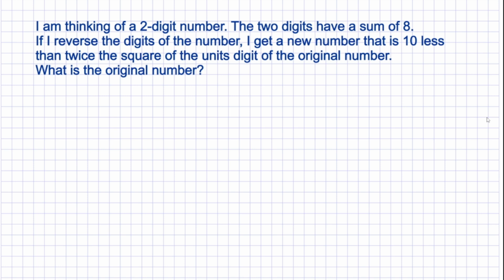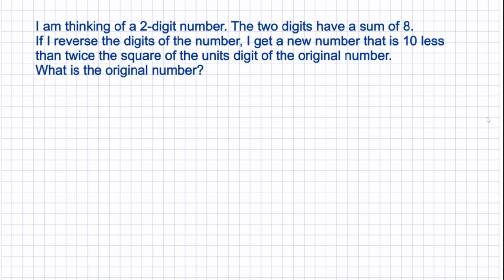I'm thinking of a two-digit number. The two digits have a sum of 8. If I reverse the digits of the number, I get a new number that is 10 less than twice the square of the units digit of the original number. What is the original number?